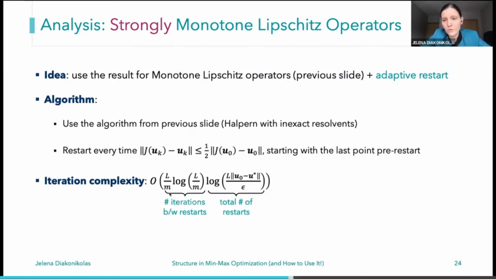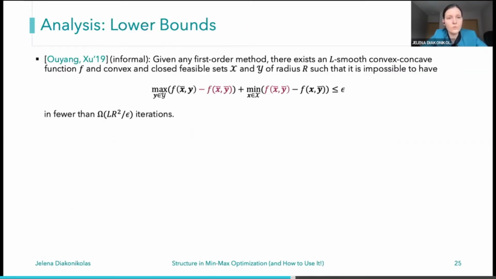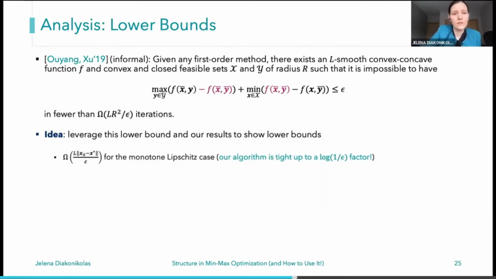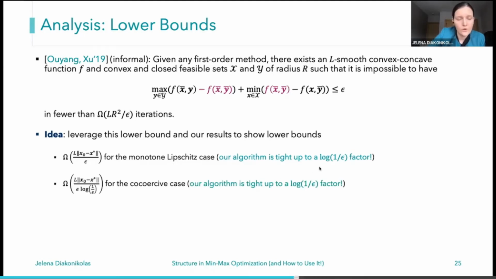Now, it turns out you can also certify that all of these results I've shown you are near optimal, up to a log or log square factor. And the way that can be done is based on a known lower bound due to Ouyang and Su, which is for min-max optimization. So the idea is just to leverage this lower bound and do different reductions between problem classes. If you do that, you can show a lower bound of this order for the monotone Lipschitz case, which means that the algorithm I've shown you is tight up to a log 1 over epsilon factor. For the cocoercive setup, the reduction will lose the log 1 over epsilon here.